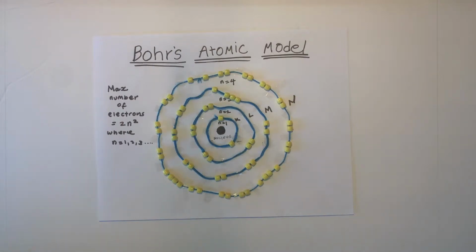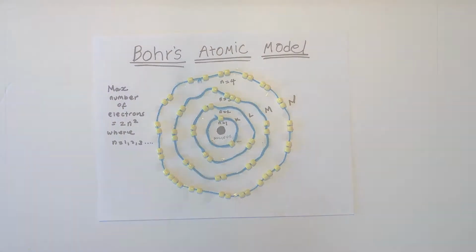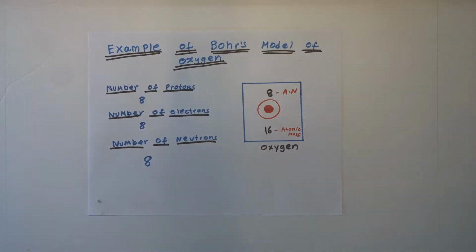We can see that the smaller the number of electrons, the closer the energy level is to the nucleus. The formula 2n squared is used to predict the maximum number of electrons in the energy level. This is an example of Bohr's model of oxygen.